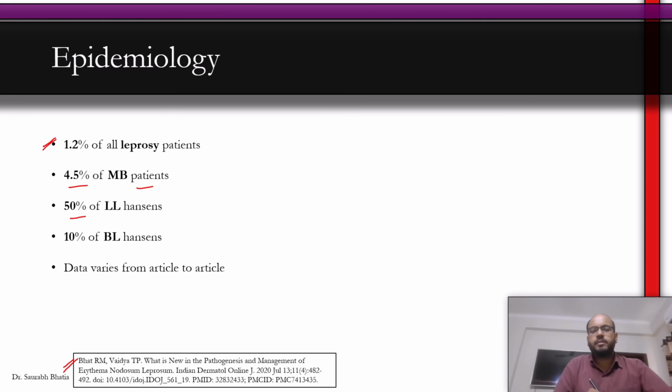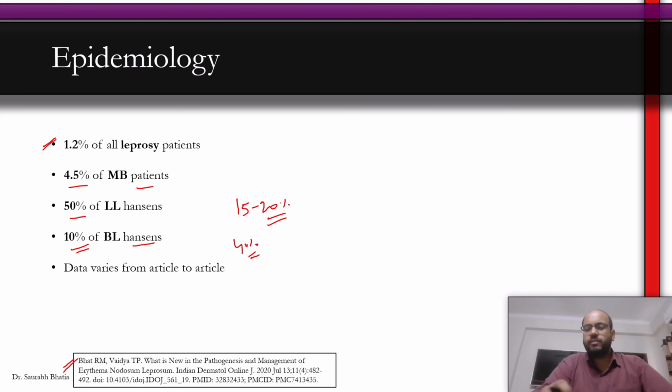About 50% of the lepromatous pole, that is the lepromatous side of the spectrum, will have ENL, but that's quite a high percentage. In fact, in some of the articles I've read, about 15 to 20%. So remember, in the lepromatous pole, where the bacillary load is very high, the chances of developing ENL are also high. And in the case of BL Hansen's, it could be 10%. However, in some of the articles, I have seen 4% also mentioned.